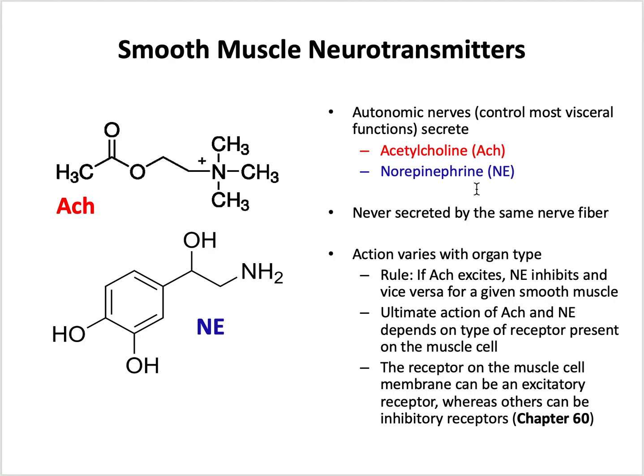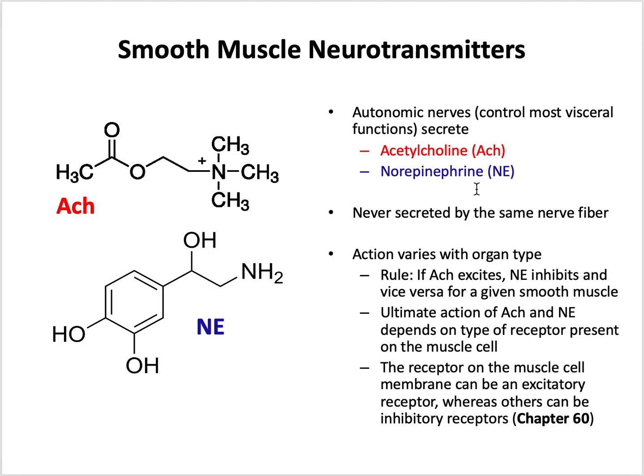So when we talked about skeletal muscle, right, we only talked about the only neurotransmitter involved in skeletal muscle contraction is acetylcholine, and acetylcholine is excitatory always. There are no inhibitory neurotransmitters with skeletal muscle contraction. In smooth muscle, that's different. We can have neurotransmitters, either acetylcholine or norepinephrine, and they can be excitatory or inhibitory.